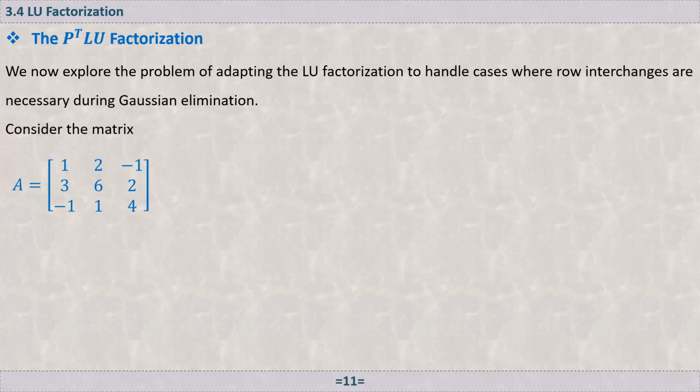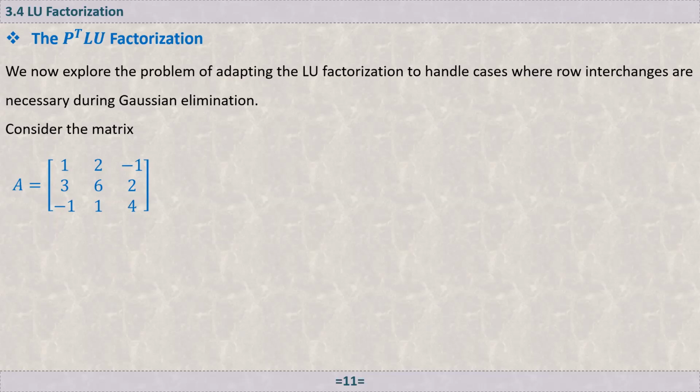So we now explore the problem of adapting the LU factorization to handle cases where row interchanges are necessary during Gaussian elimination. Because as you remember, when we were finding the LU factorization of a matrix A, we did not use any row interchange operation there, right? Then we could write A as a product of L and U.